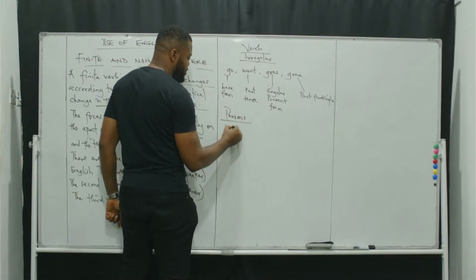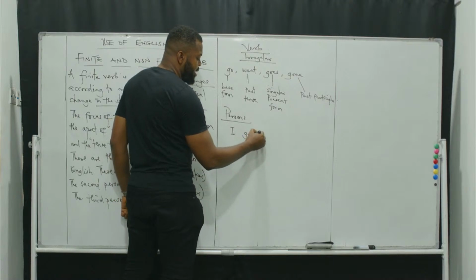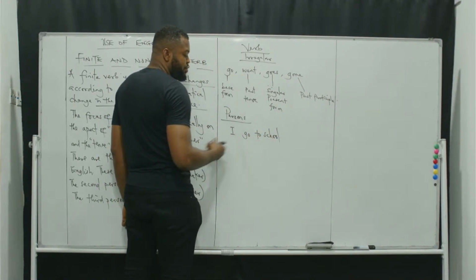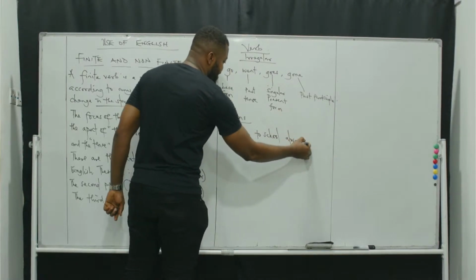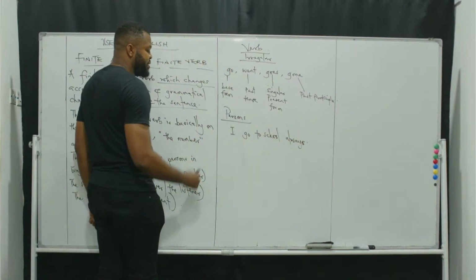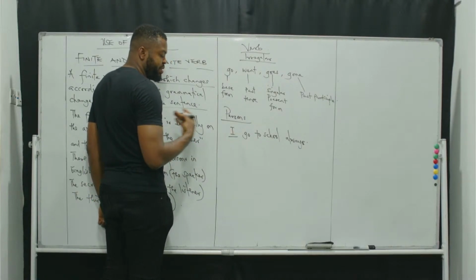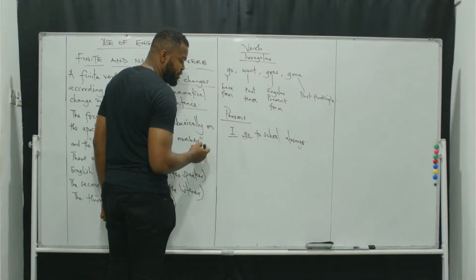Okay, so here: I go to school. I go to school always. Do you see that now? I go to school always. This is talking about the first person. Be careful of the verb as well, okay?